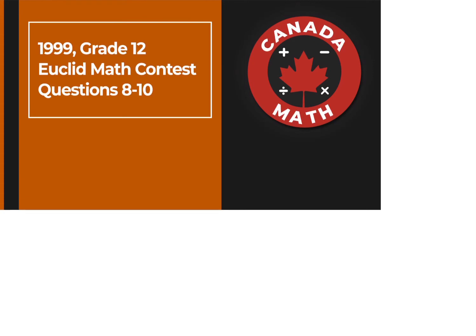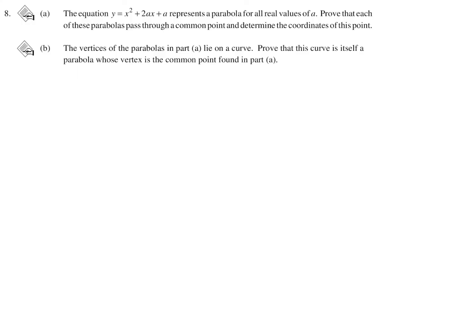Questions 8 through 10 of the 1999 grade 12 Euclid math contest. The equation y is equal to x squared plus 2ax plus a represents a parabola for all real values of a. Prove that each of these parabolas passes through a common point and determine the coordinates of that point.